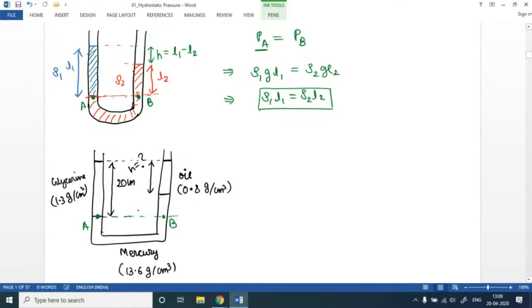So both these points we can safely say are at the same horizontal level, A and B, and that is in mercury. Can we choose this point and this point in order to say the pressure at these two points will be equal? Definitely not, because this point here is in glycerine and this point is in mercury.